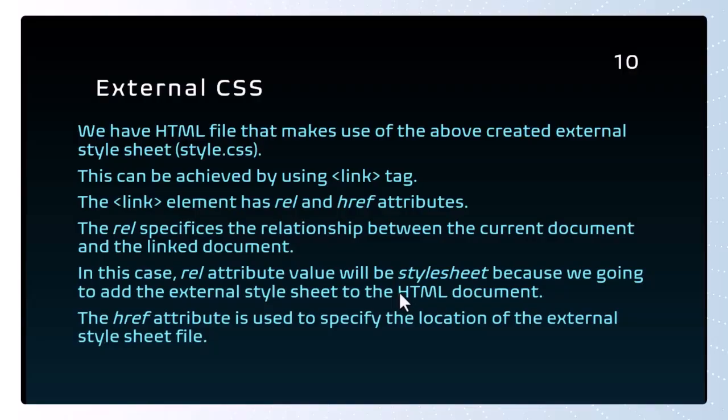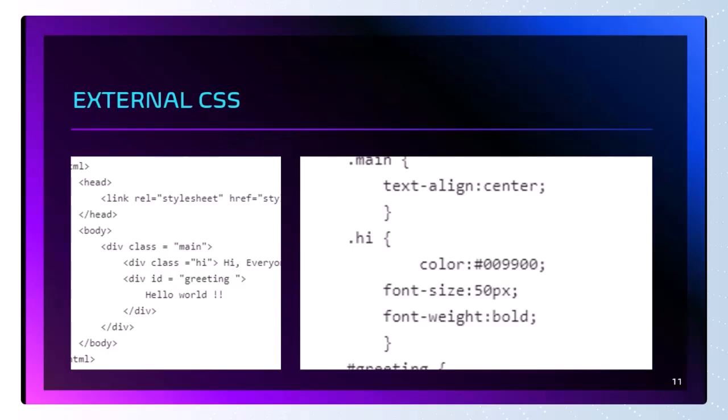External CSS: we have an HTML file that makes use of the external style sheet, and it can be achieved using the link tag. It has the rel and href attributes. The rel specifies the relationship between the current document and the linked document. In this case, rel is going to be stylesheet because we're adding the external style sheet to the HTML document. And the href attribute is used to specify the location of the external style sheet file.